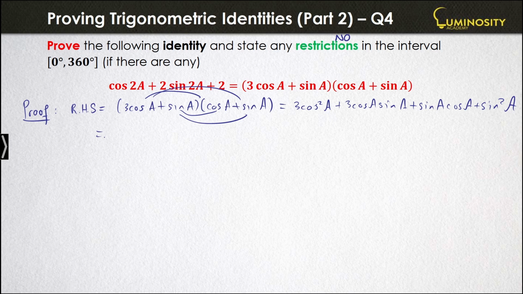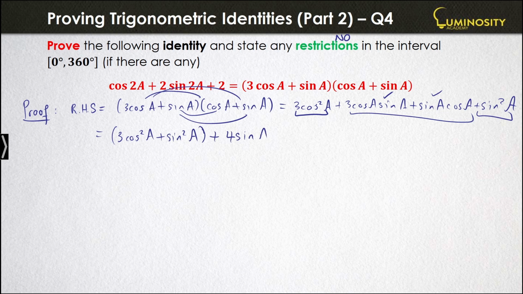Now I notice a few terms here: 3 cos squared a and a sine squared a. I'm just going to group those together for now, so 3 cos squared a plus sine squared a. And then these other terms are the same: there are 3 amounts of cos a sine a and 1 amount of cos a sine a, so there are 4 amounts of sine a cos a. Now that to me is pretty interesting.